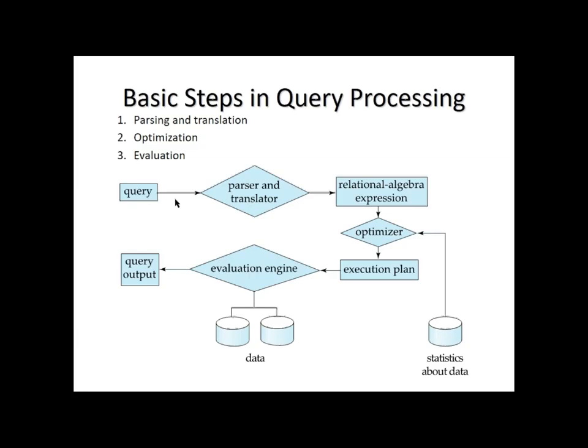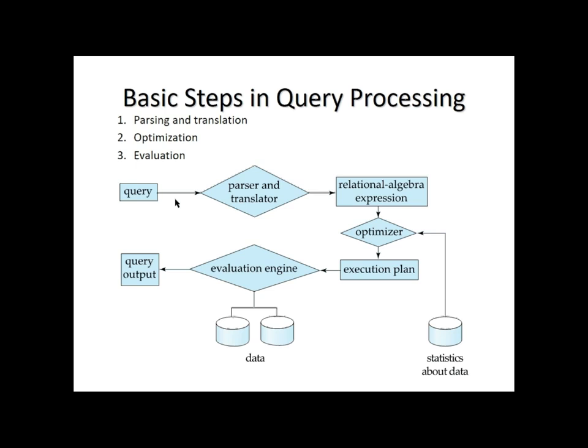The first step is the parser and translator. The parser scans the query word by word or token by token and translates the information to a relational algebra expression. Any query can be expressed in terms of a relational algebra expression. It is a mathematical method of evaluating the query. Once it is converted, a query can be represented in different relational algebra expressions.